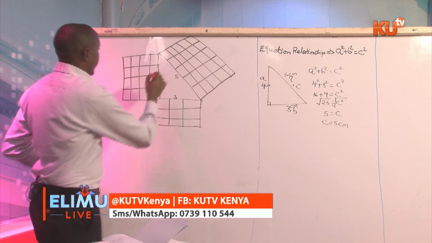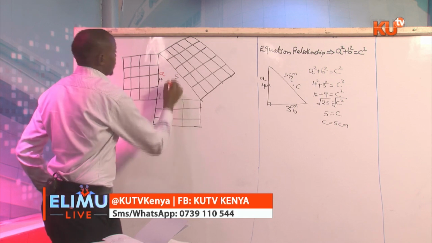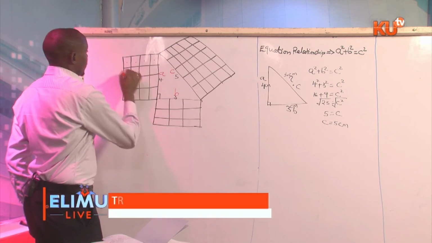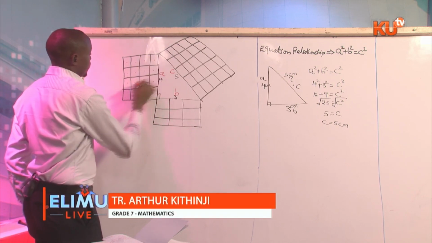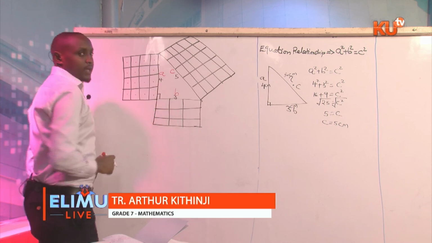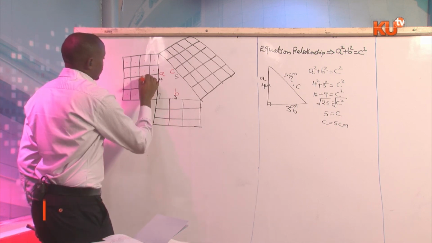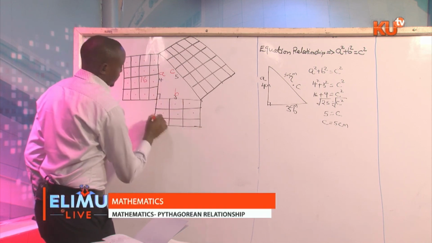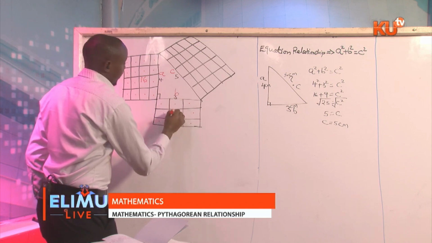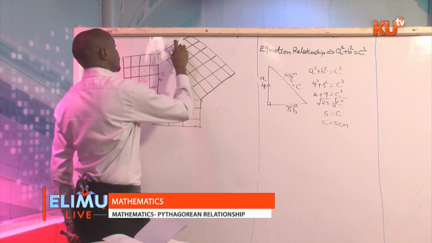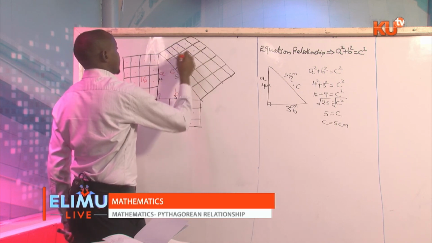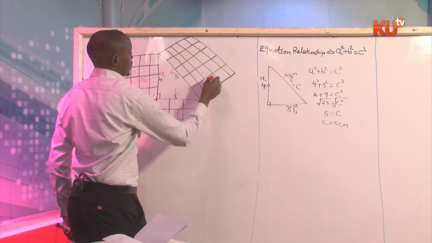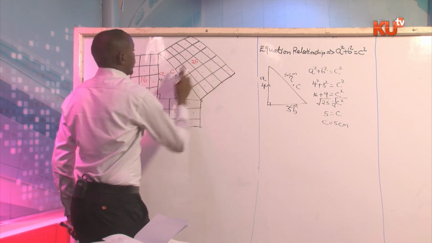Let's start with our A. This is our A, this is our B, and this is our C. For our A, we have 1, 2, 3, up to 16, which means it's the square of 4. So the total number of squares here is 16. Here we have 1 to 9, so the square of 3 is 9. And then here we have 1 to 25. And the square of 5 is 25.